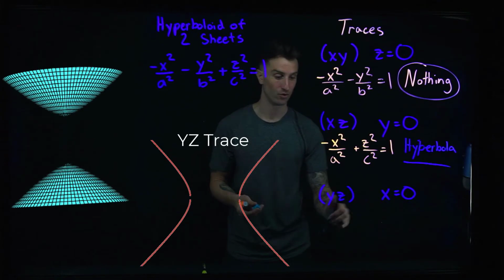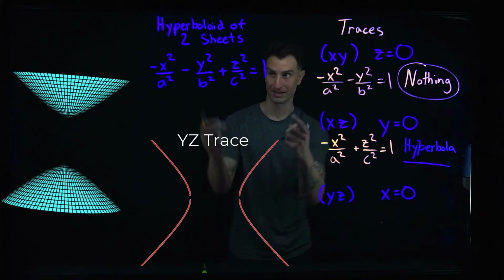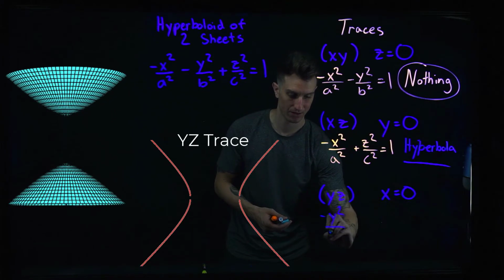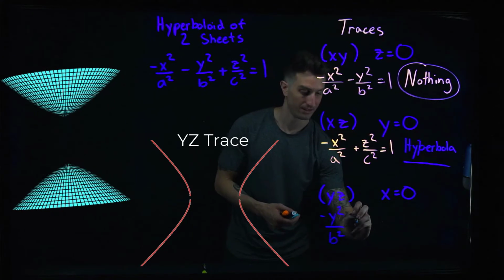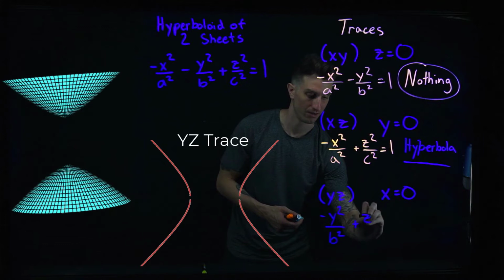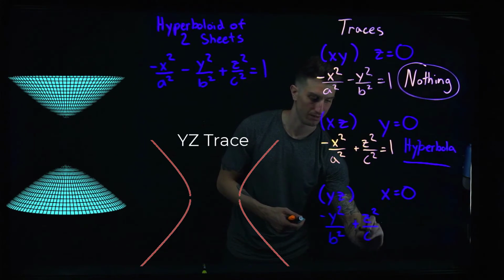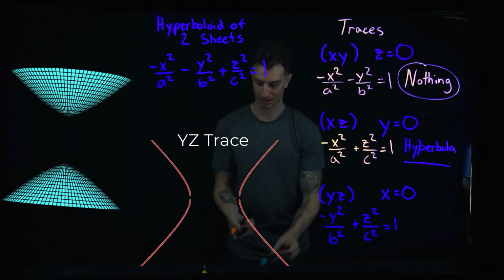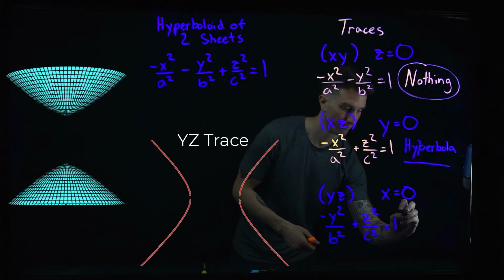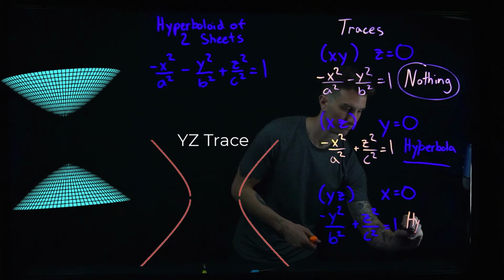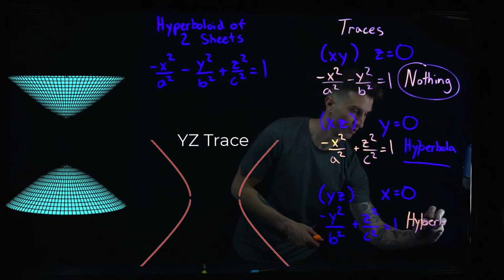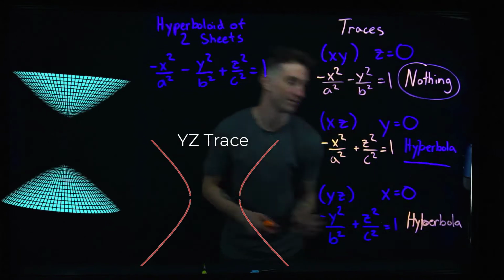Okay, and same pattern here, right? YZ plane. What do we have? Well, essentially exactly the same thing. Negative y squared over b squared plus z squared over c squared is equal to 1. And again, we have another hyperbola, right?